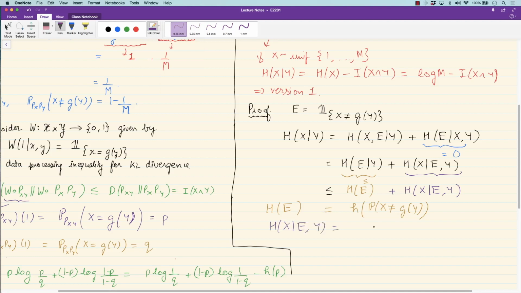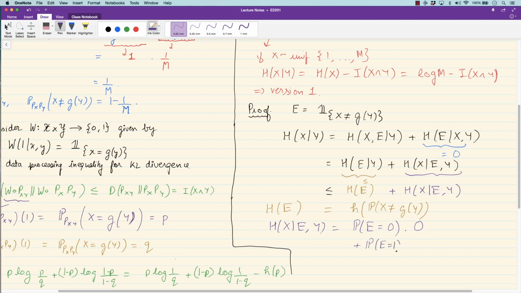It's an interesting term. First, this is conditioning on E, so we will divide into two parts. Probability that E equals 0. If E is equal to 0, then X equals g(Y). Therefore, under E equal to 0, if you know Y, then you also know X. This is g(Y). This is 0. There is no randomness left in X under E equal to 0.